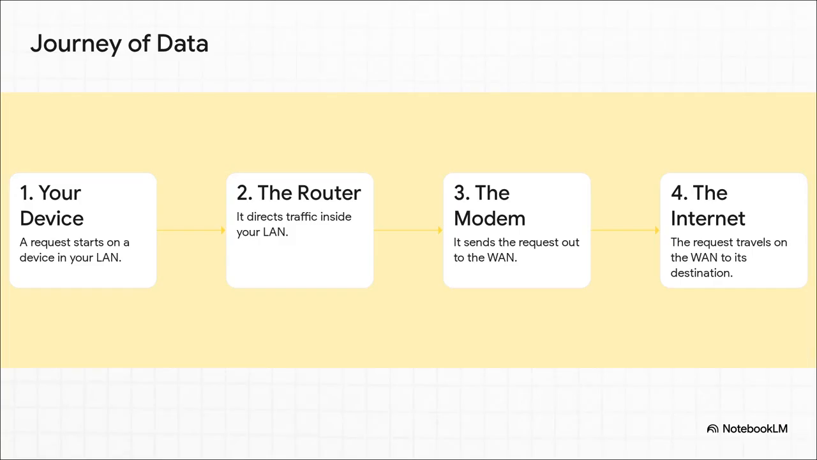Okay, let's trace a simple request. You type youtube.com on your laptop. That request zips wirelessly from your laptop to your router. The router, which is your LAN's main hub, sends it over to the modem. The modem, your bridge to the outside, translates it and shoots it out onto the internet, the WAN, where it finds YouTube's servers. And then that entire process happens in reverse, in a split second, to bring the website right back to your screen. It's amazing.